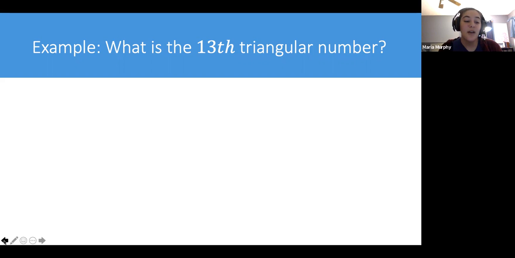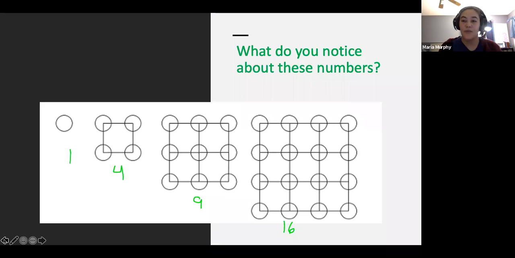All right. So another thing we'll just discuss before we actually go into the example. What's the difference between triangular and perfect squares?